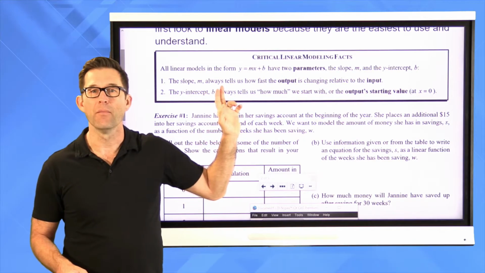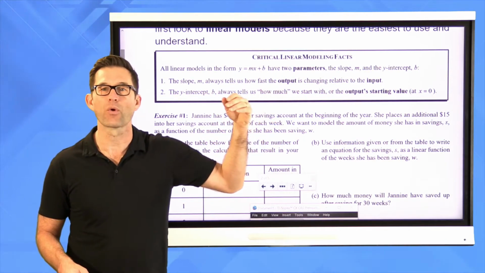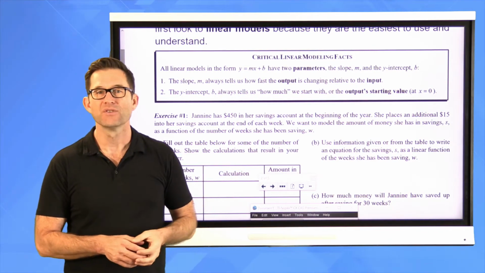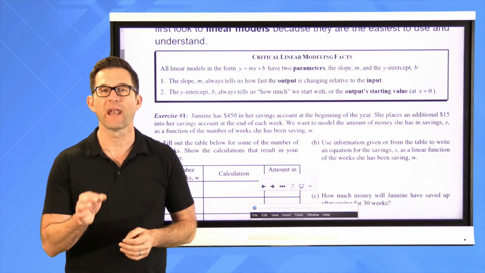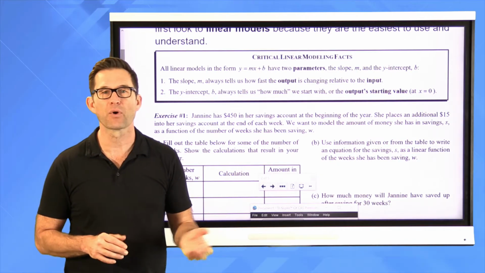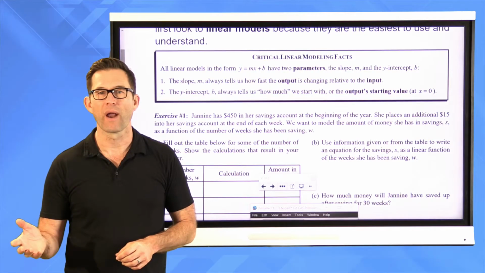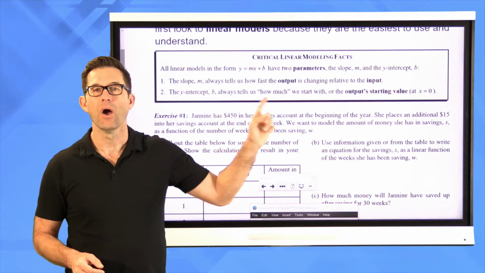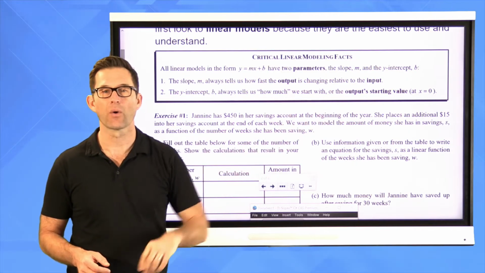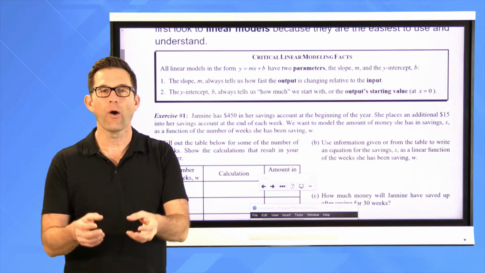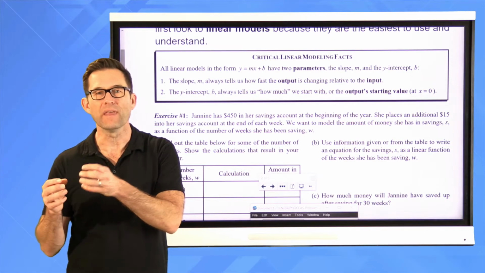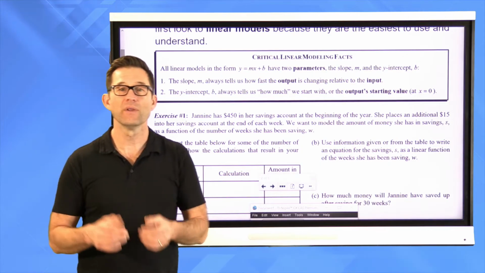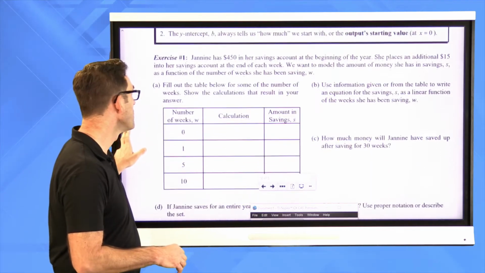Now the slope m will always tell you how fast, or the rate at which, the output is changing relative to the input. So you'll know slopes because you'll see things that have "per" units: miles per hour, dollars per brownie, things like that. On the other hand, the y-intercept b always tells us how much we start with. It's the function's output, or starting value, when the input x or t or whatever is equal to 0. So let's take a look at exercise number 1 and do a little bit of linear modeling.